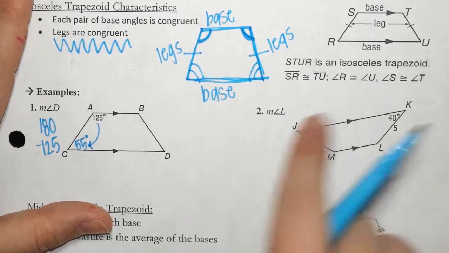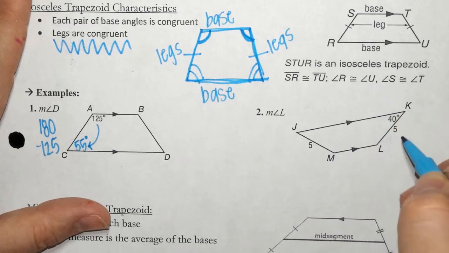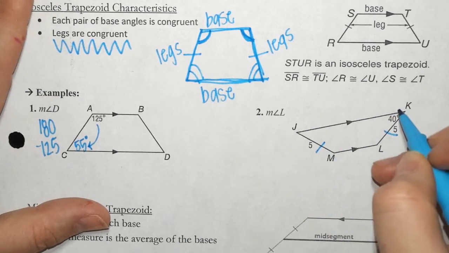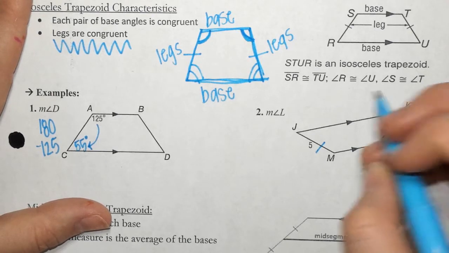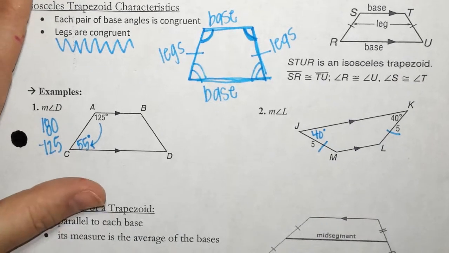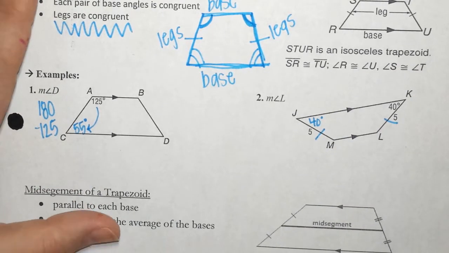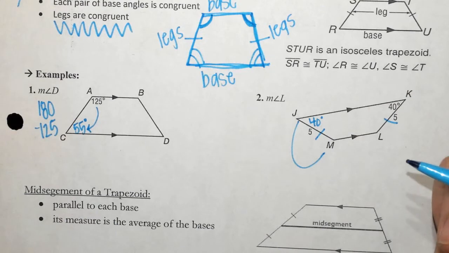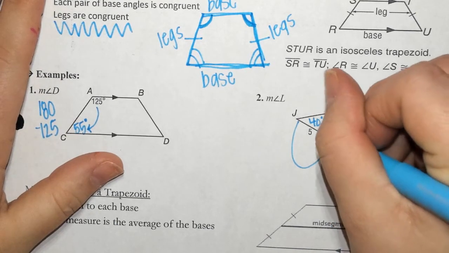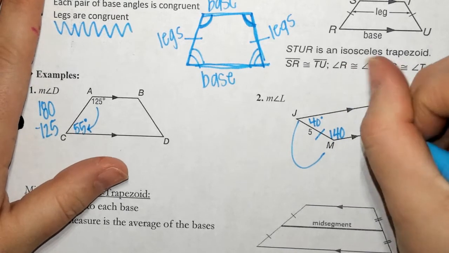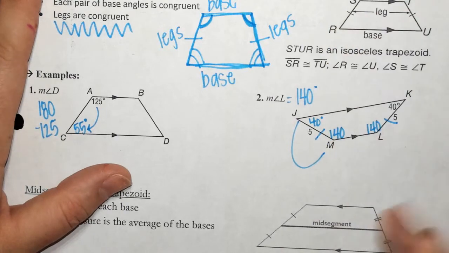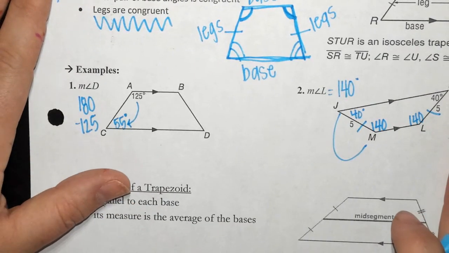So, in number 2, is this an isosceles trapezoid? Yes. This is the same as this. So then if angle K is 40, so is angle J. So this has to be 40. Well, these two angles that are on the side have to make 180. So what is angle M? 140. And that also makes angle L 140. So your answer is 140. Yeah, that's why we save these for last.